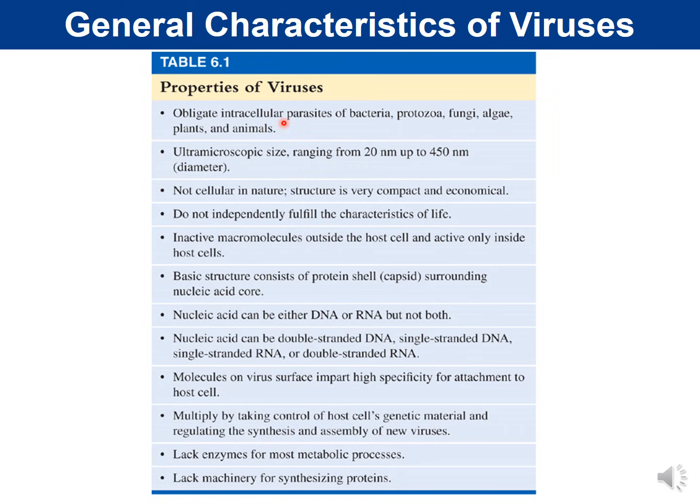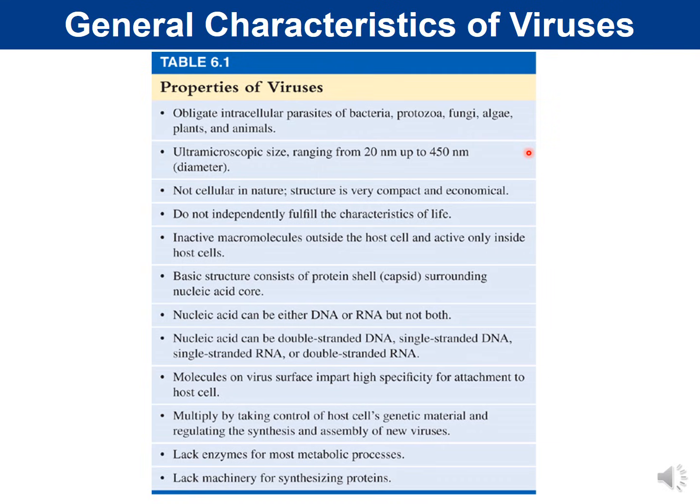They are obligate intracellular parasites, which means that in order for viruses to replicate, they have to be able to infect a host cell, such as a bacteria, a protozoan, fungi, algae, plants, or animal cells, and they turn those host cells into virus-producing factories. And so they can't replicate on their own. So that's why we call them obligate intracellular parasites.